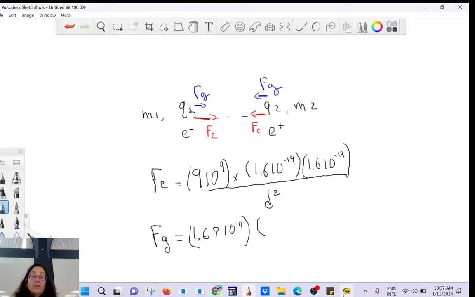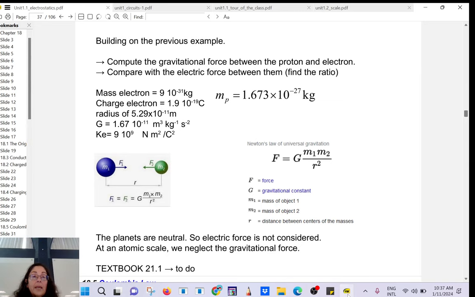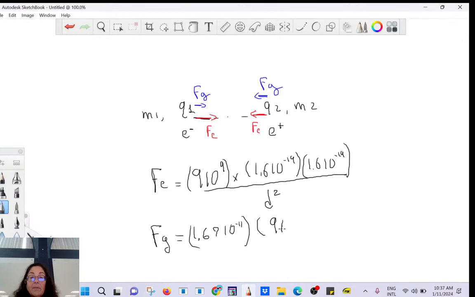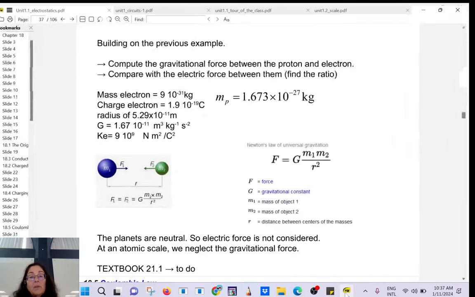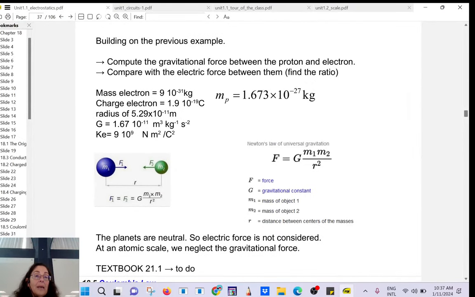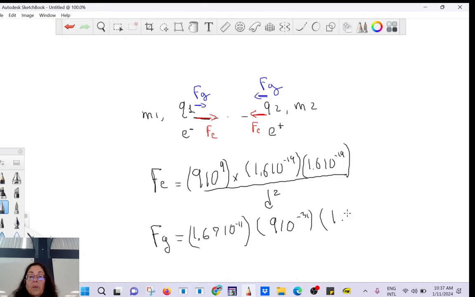What is the mass of an electron? 9.1 times 10 to the negative 31, right? Very good. And then a proton has about 2,000 times more mass. It's here, 1.67 times 10 to the negative 27. And then the distance squared.